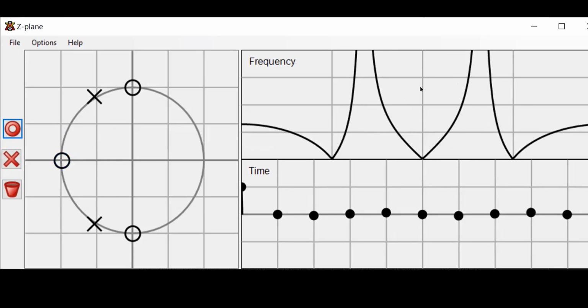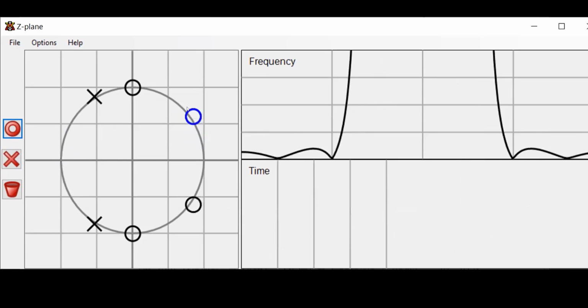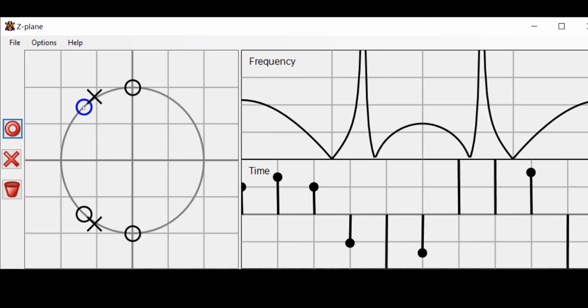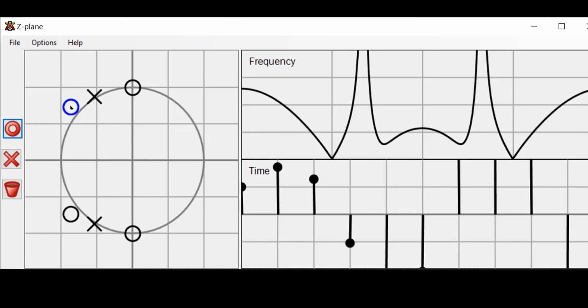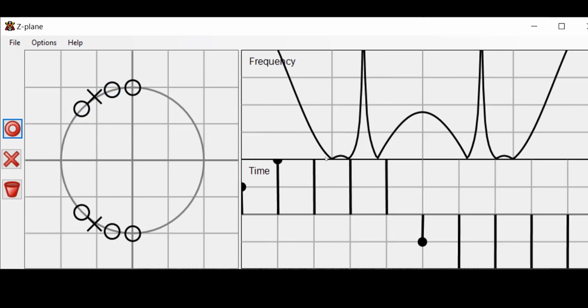In fact, I can make this go to 0 anywhere I want just by putting a 0 at that corresponding frequency. I can even put it right next to a 0 and have it alternate between something really high and really low. I could put another pole right here, and you see 0, 0, 0, pole, 0, 0, 0, pole, 0. So you can build your own filters that way.